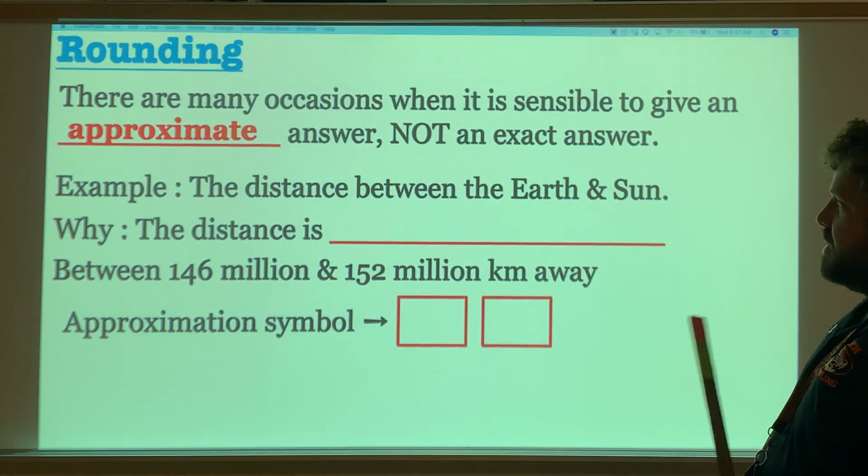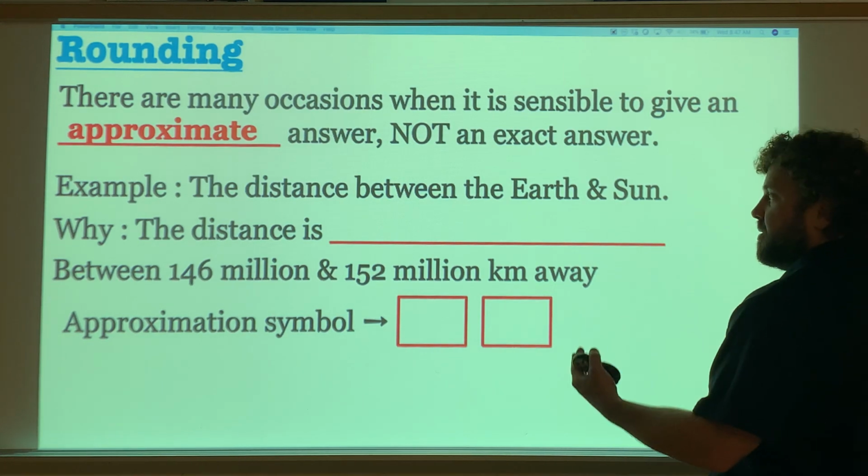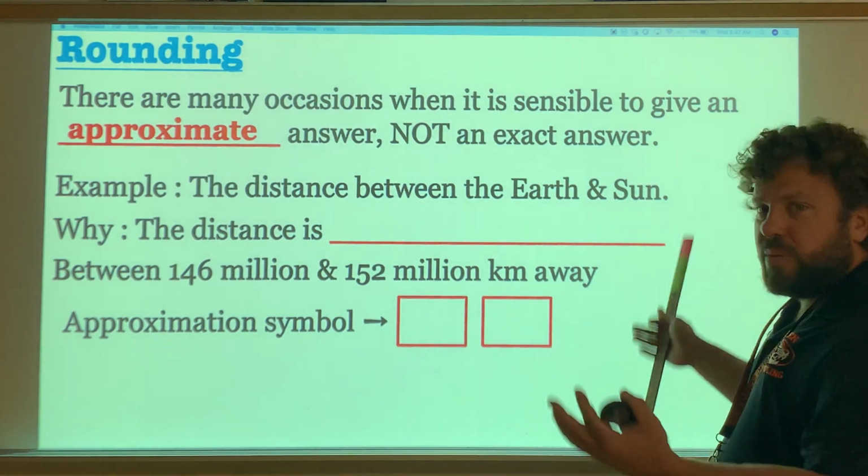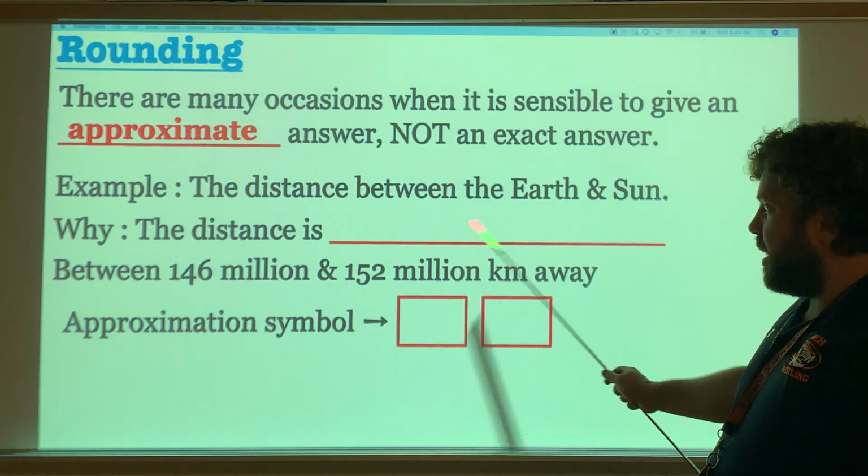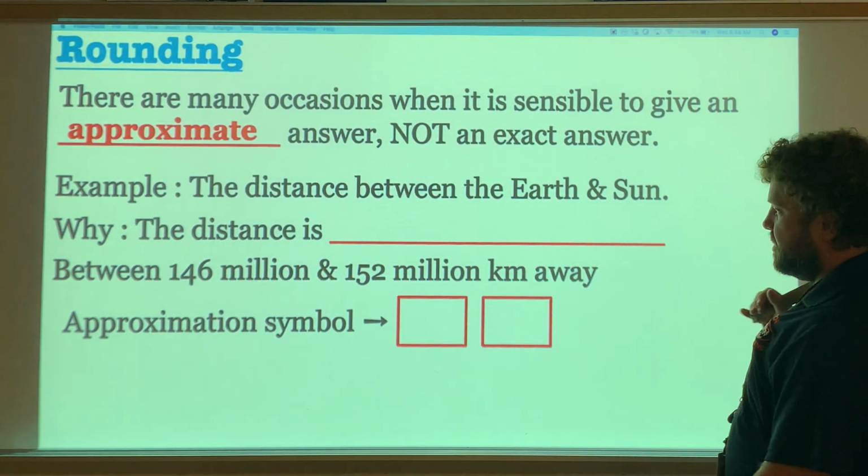All right, so the answer is an approximate answer. Approximate is not exact. All right, so an example, the distance between the Earth and the Sun. Okay, why would we want to round that? The distance is what? 146,152,000 kilometers away.